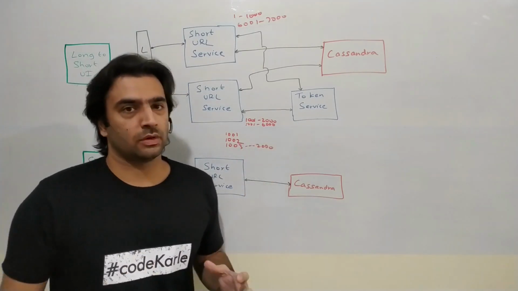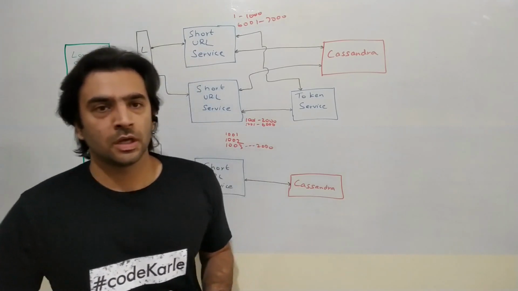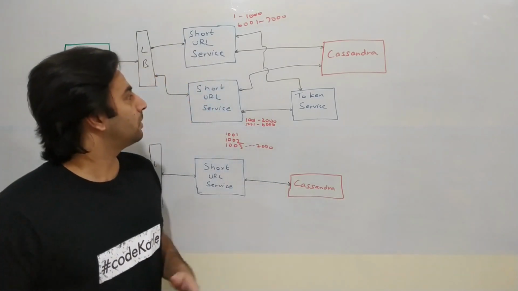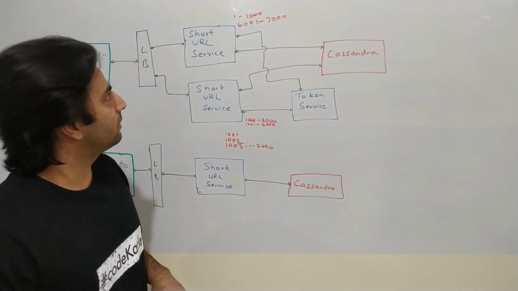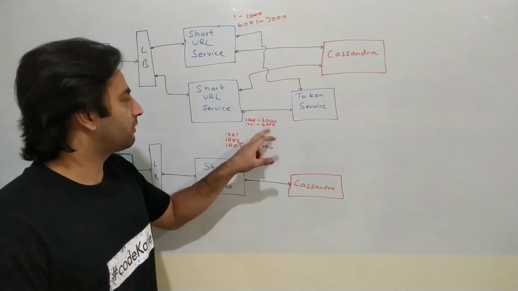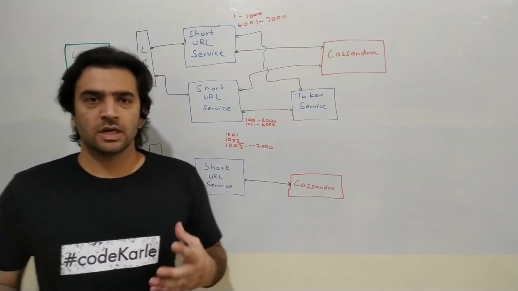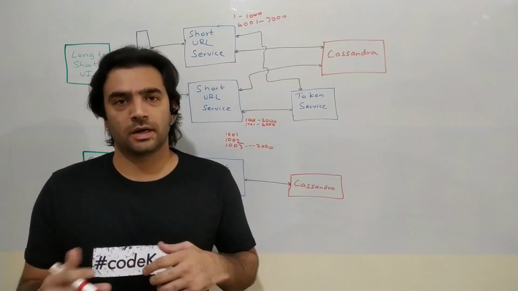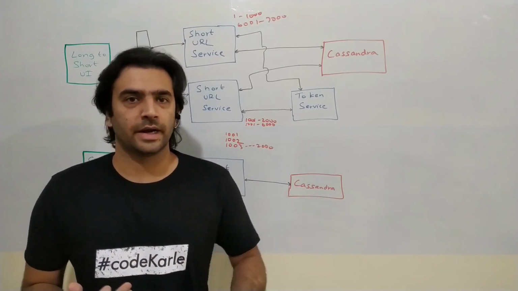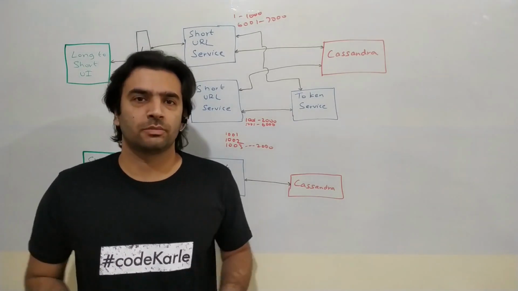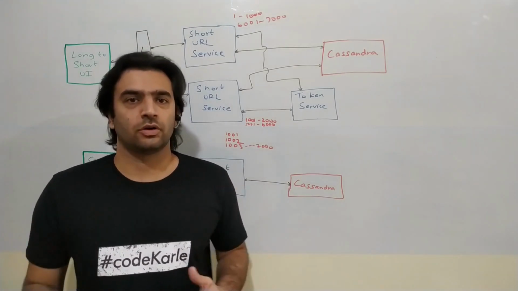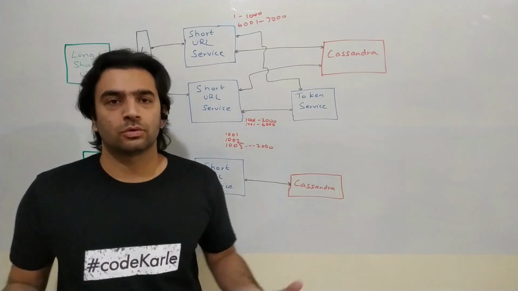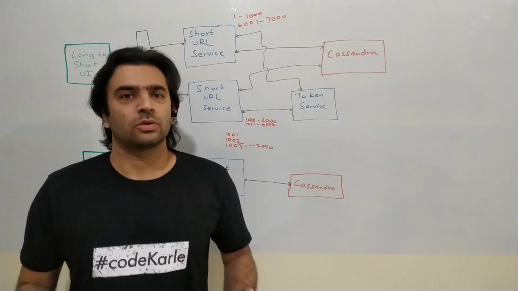Cool. Now, there are some possible problems in this. What if this service got this 5,000 to 6,000 range, started working for a while, used a couple of tokens, and then got shut down and died? Let's say there was an out of memory error and this process got killed. What happens to those tokens? Those tokens go away.